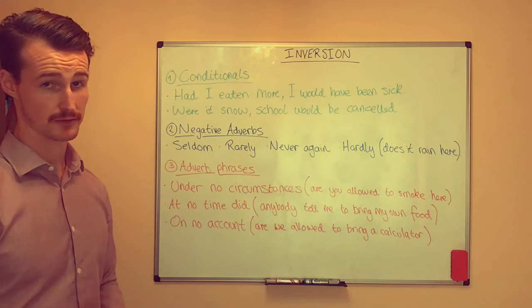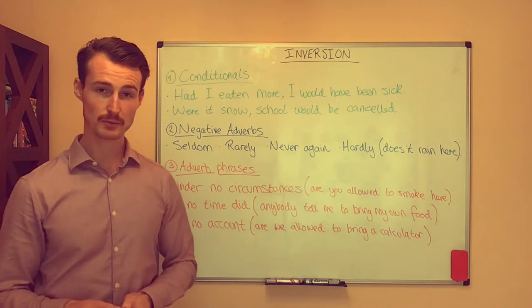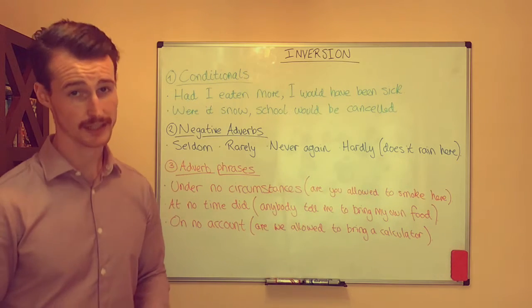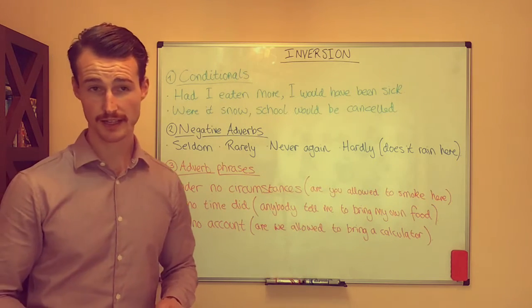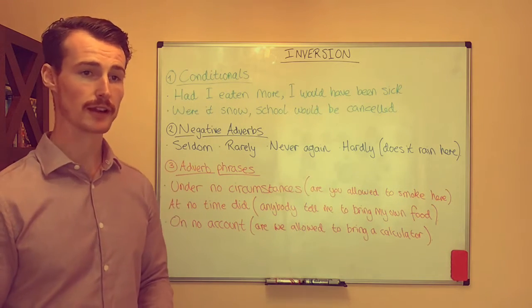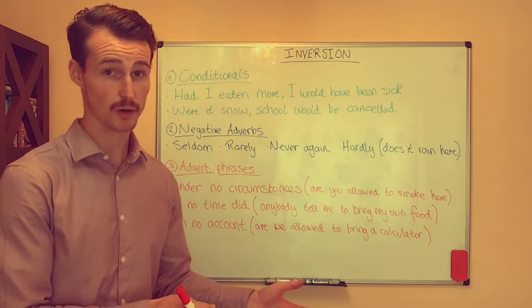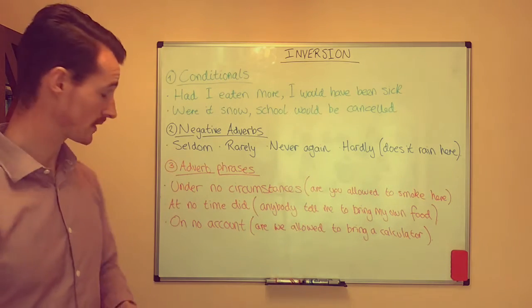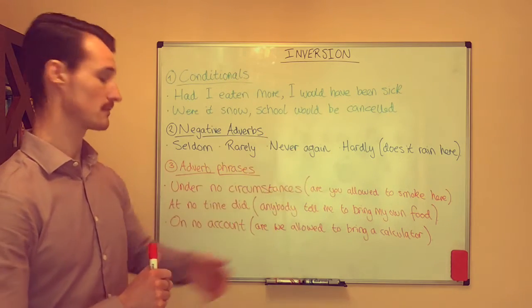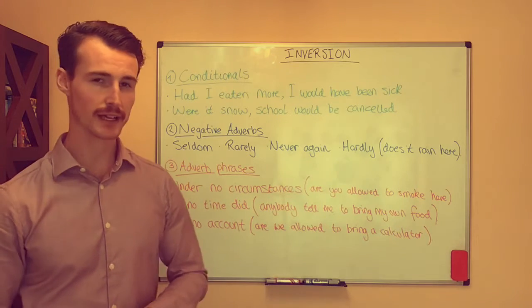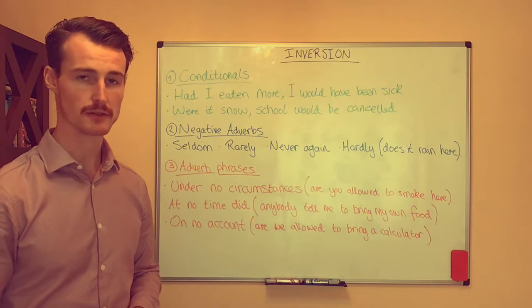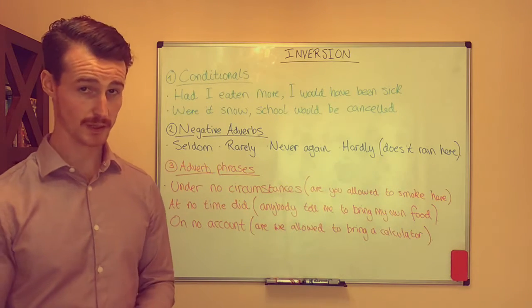Also, on no account are we allowed to bring a calculator. Imagine your maths teacher has told you you're not allowed any calculators in the exam. And instead of saying we are not allowed to bring calculators into the exam, you could tell your friends, maybe they've not been told, maybe they were absent, you could say, on no account, John, James, Sam, are we allowed to bring a calculator into the exam. We also use inversions like these in formal situations. It's a very formal way of speaking in English.